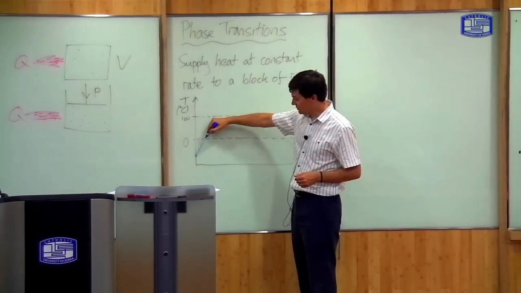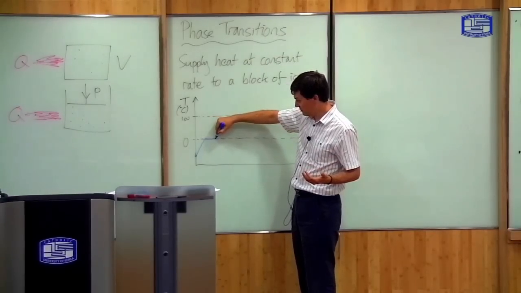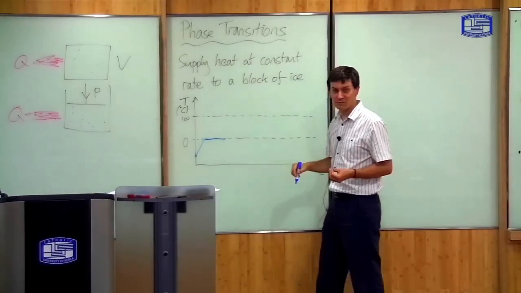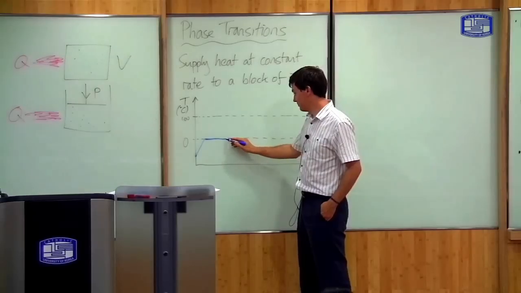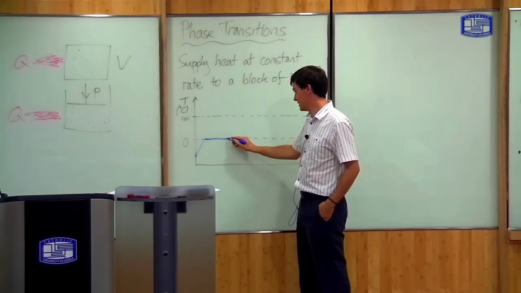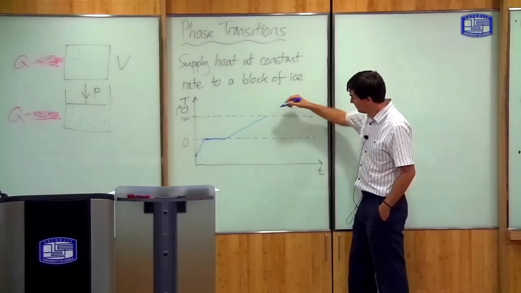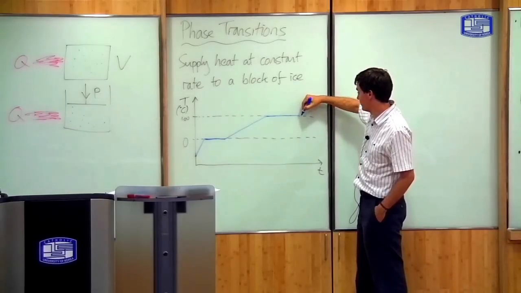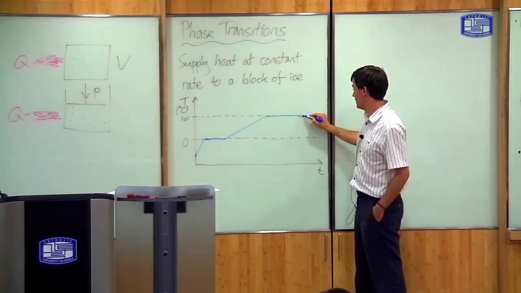But once it reaches 0, it suddenly stops increasing for a while, and it will stay at 0 for a certain amount of time. Then, suddenly, it will start to increase in temperature again, until you get to 100. Then again it will stay at a constant temperature at 100 for a certain amount of time, which is longer in this case, and then eventually it will start to increase.